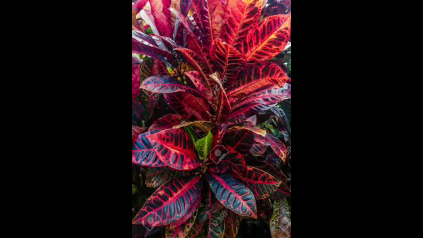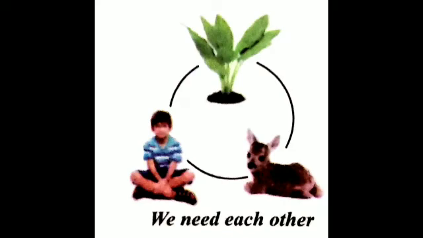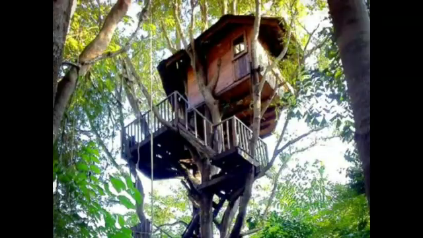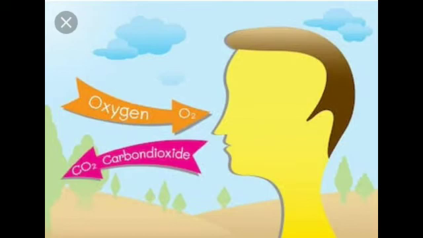The next topic is interdependence of plants and animals. Plants, animals and human beings depend on each other. Plants give food, shelter and oxygen to us and animals. We give out carbon dioxide which is used by plants in photosynthesis.